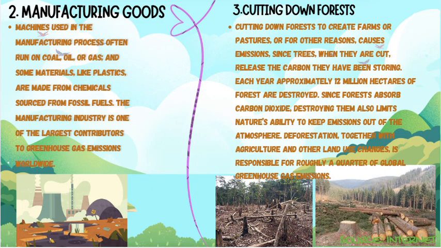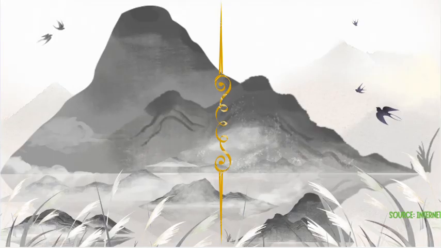Each year, approximately 12 million hectares of forest are destroyed. Since forests absorb carbon dioxide, destroying them also limits nature's ability to keep emissions out of the atmosphere. Deforestation, together with agriculture and other land use changes, is responsible for roughly a quarter of global greenhouse gas emissions.